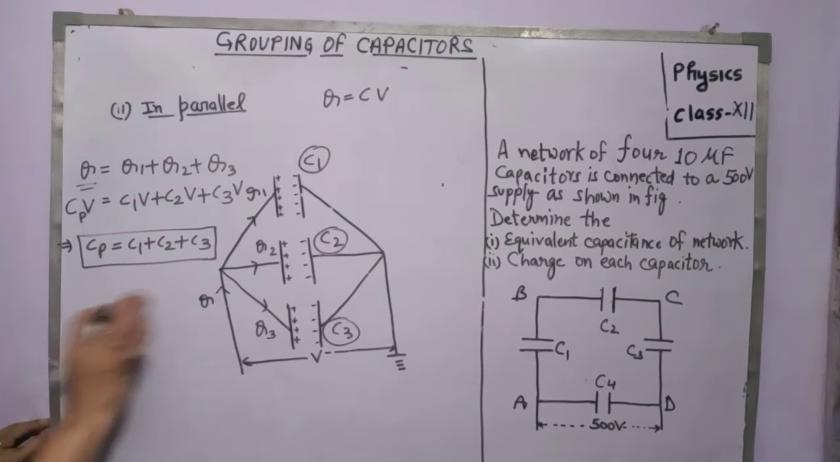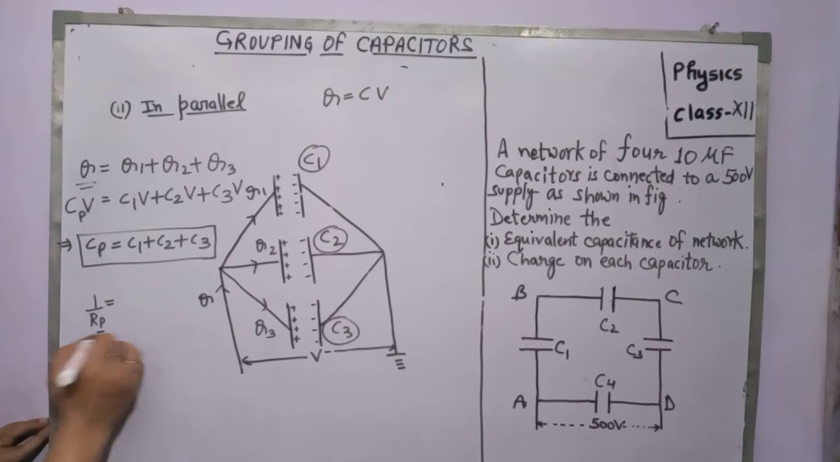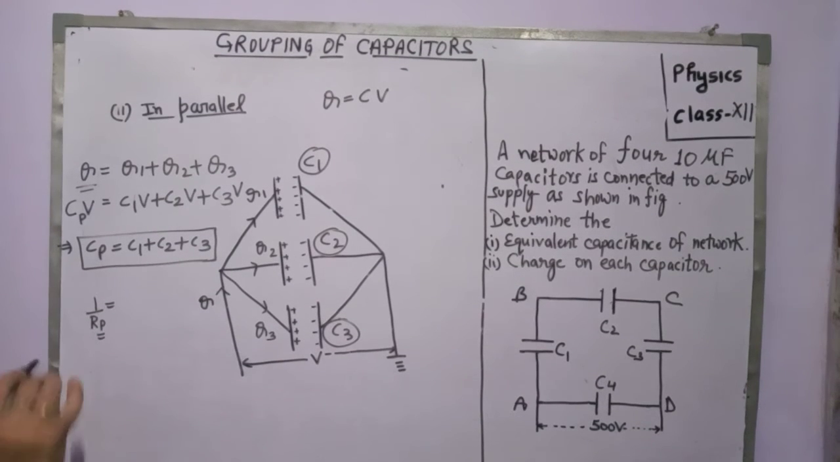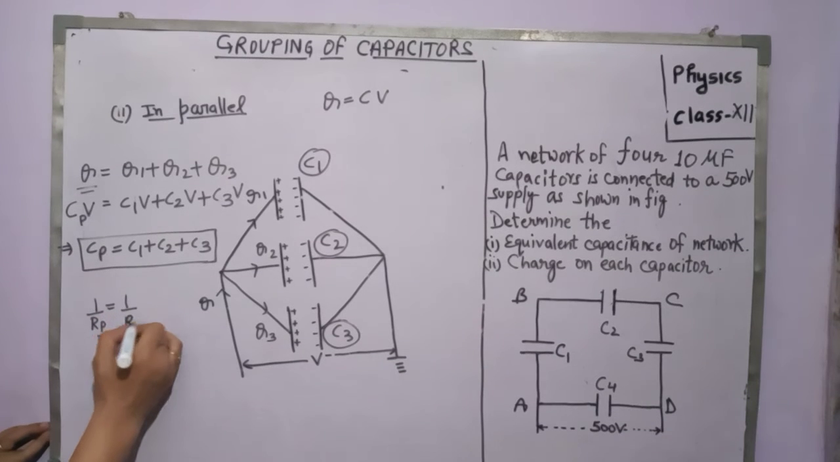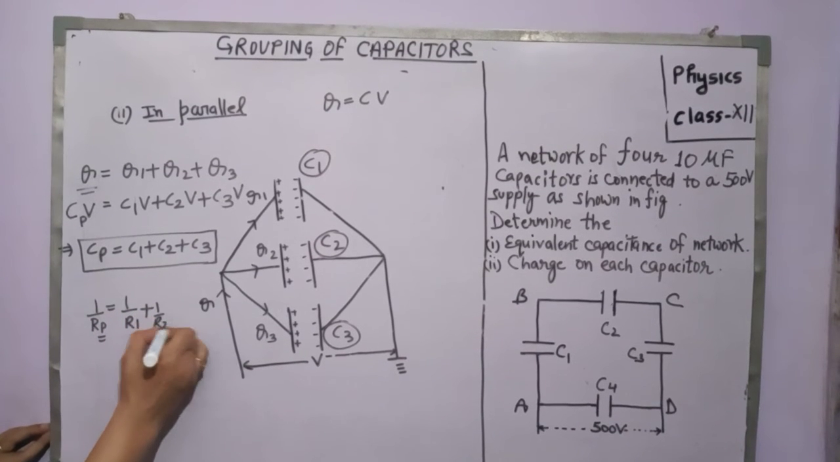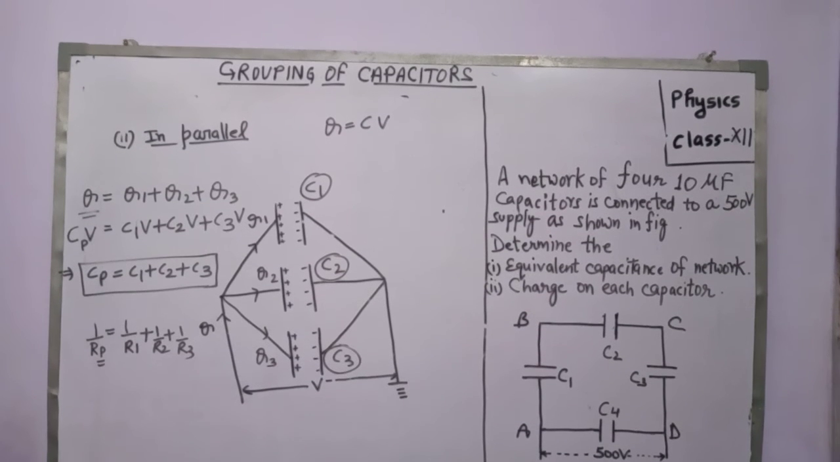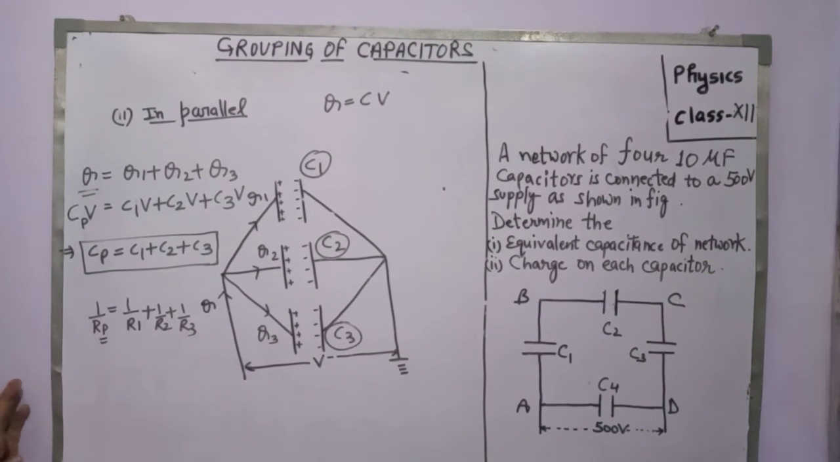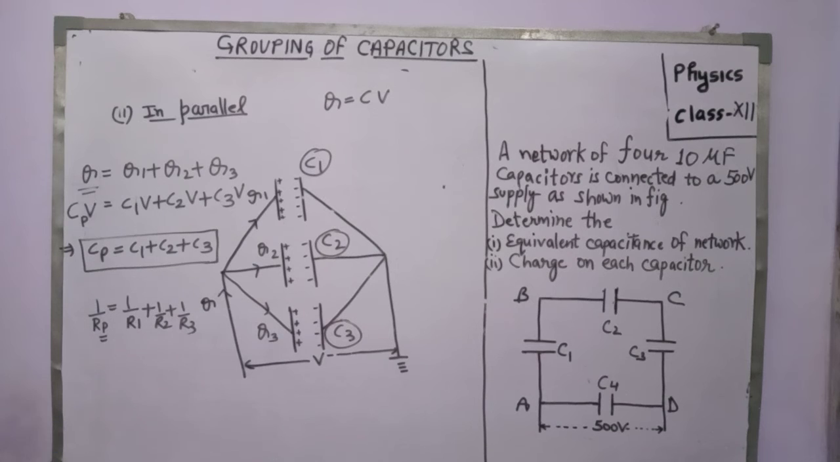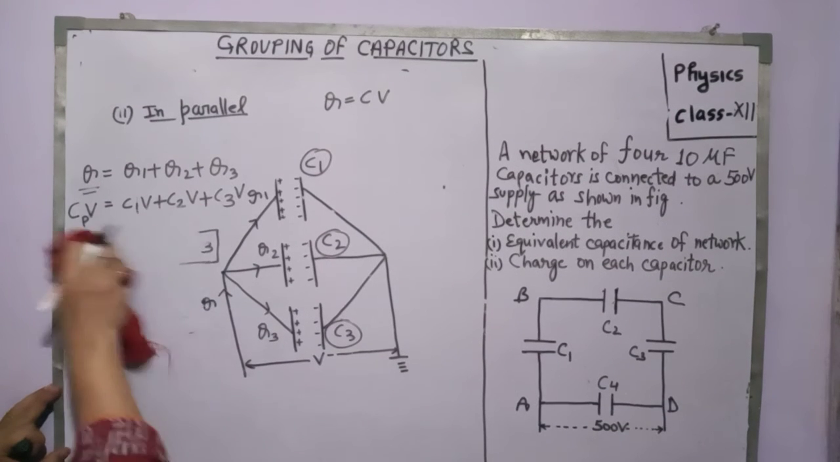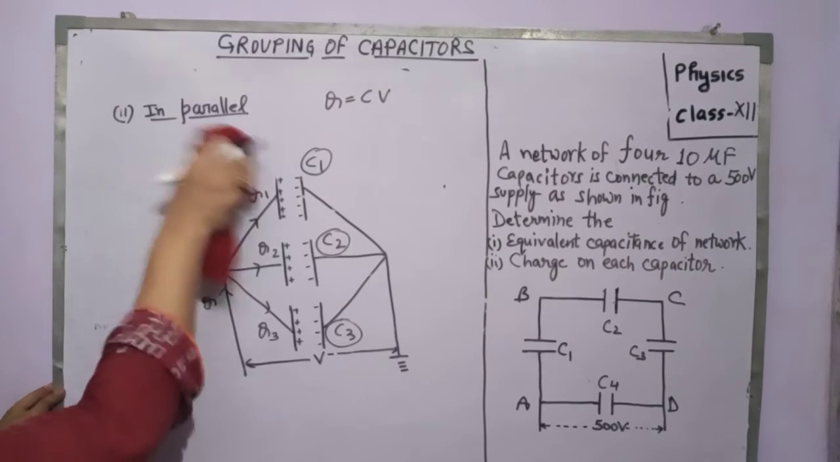And when resistances are connected in parallel, you know here 1 upon Rp is equal to 1 upon R1 plus 1 upon R2 plus 1 upon R3, where P stands for parallel and S stands for series. Just reverse formulas are there. Therefore, you have to learn only the series and parallel formulas of resistances. The formulas for the capacitances will be just opposite. It can be reversed also for learning.